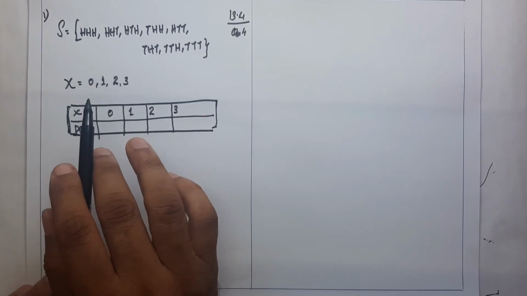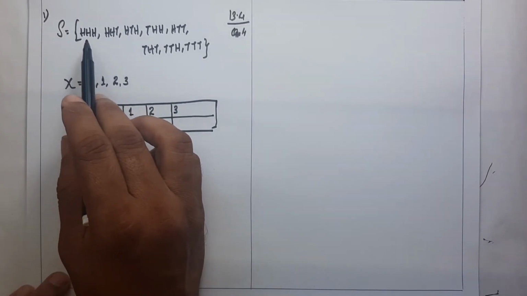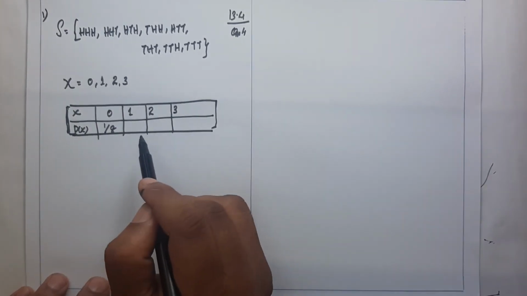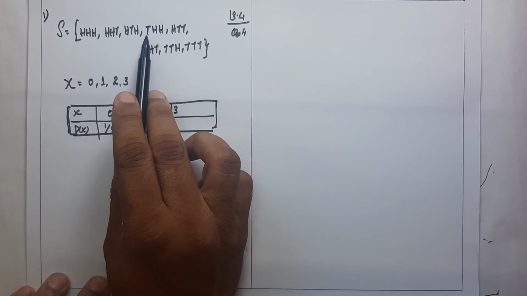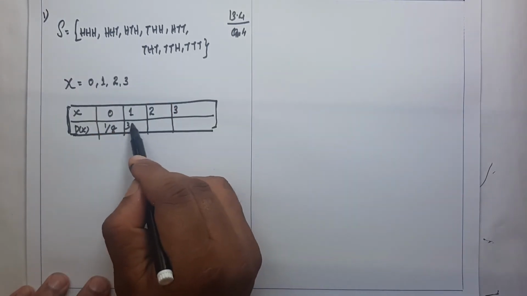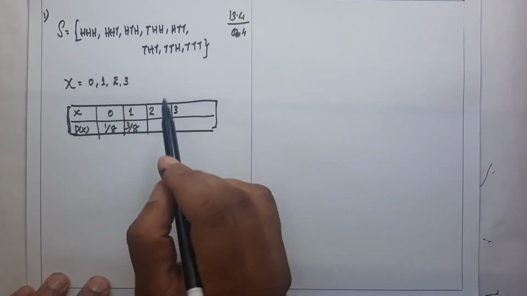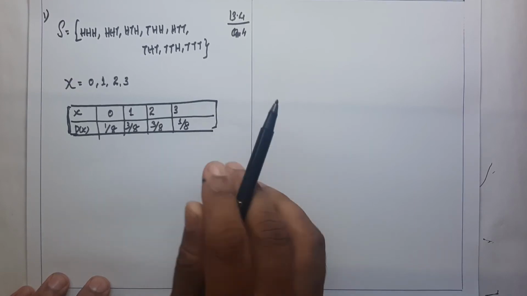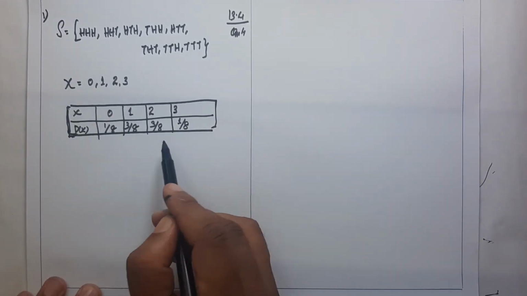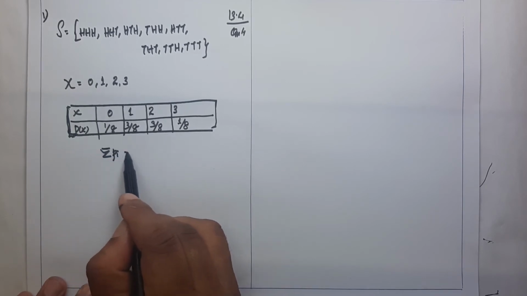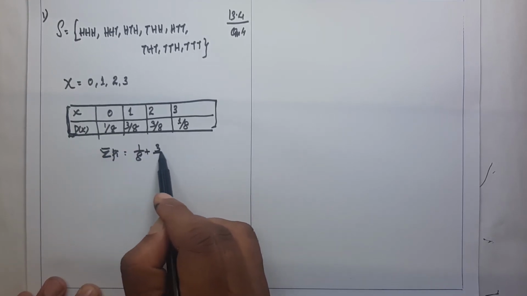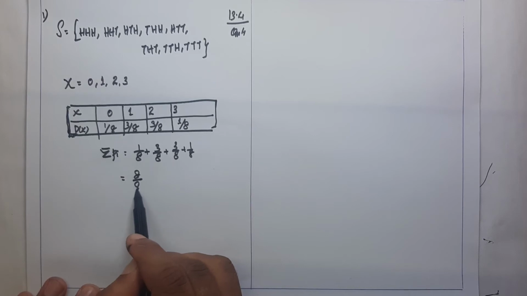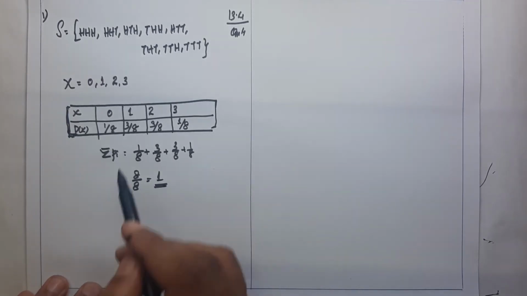x equal to 0 means no tail. There is only one element which contains no tail, that is 1 divided by the total 8. Then one tail: there are 3 elements which contain one tail, so the probability is 3 by 8. Then 2 tails, 3 by 8, and last 3 tails, 1 by 8. Therefore the sum of the probabilities, sigma pi, is equal to 1 by 8 plus 3 by 8 plus 3 by 8 plus 1 by 8, which is 8 by 8 is equal to 1. That's all for the first question.